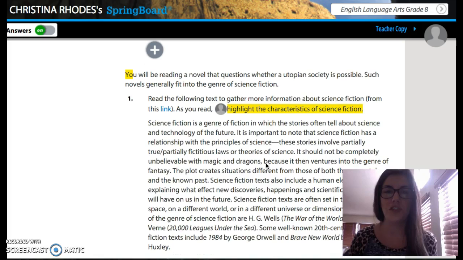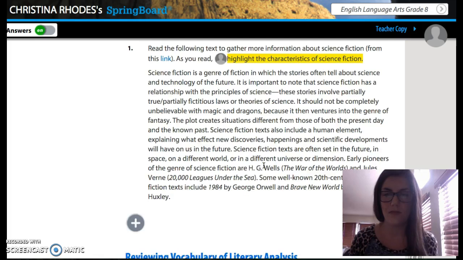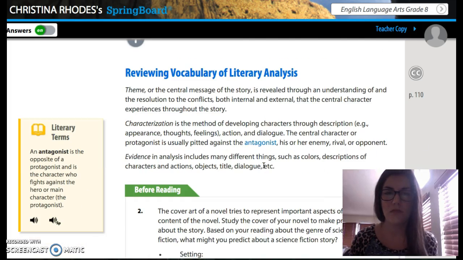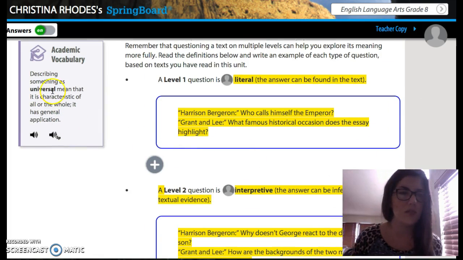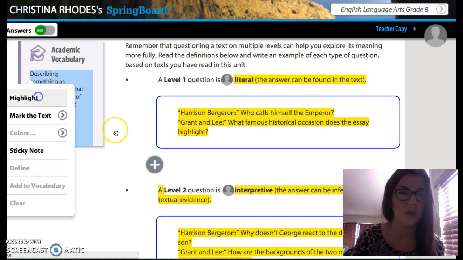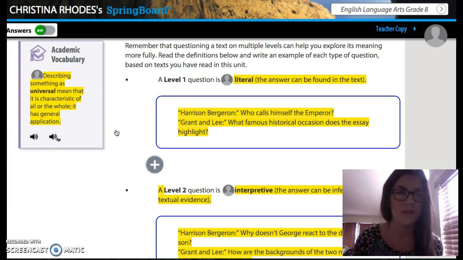Next, what I want you to do is read this short little paragraph on science fiction. It tells you all about science fiction, and I want you to highlight the characteristics of science fiction. Please read that silently and highlight now. Okay, then at the top of the page, I want to make sure that you know what universal means. So please read this definition to your shoulder partner. It is on the test.